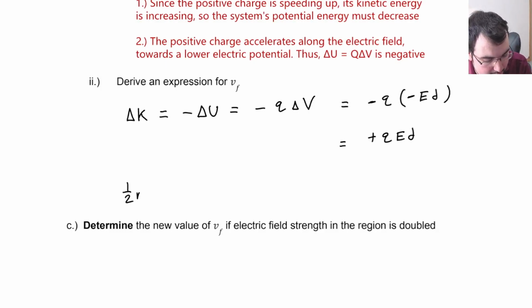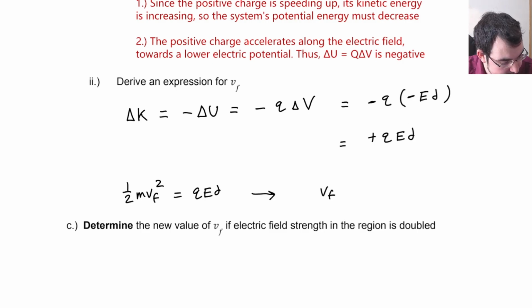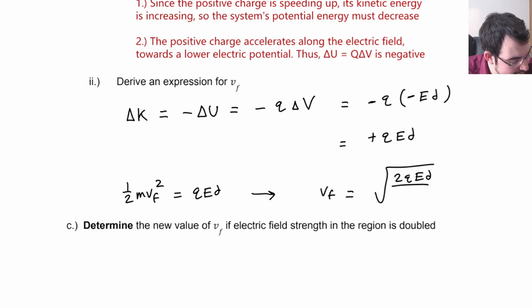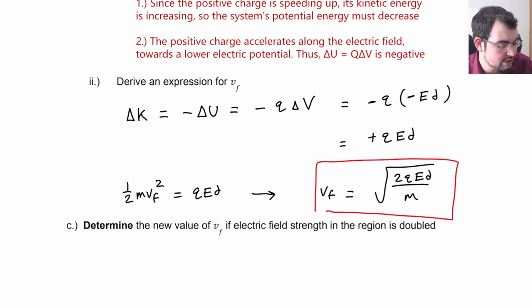So since we start from rest, we can just set 1/2 mv squared equal to qEd. And we get Vf is the square root of 2qEd divided by m. And this is actually equivalent to that other energy conservation we did from the previous section, because we got 2q times potential difference divided by m. And what is Ed? Well, that is just a potential difference.